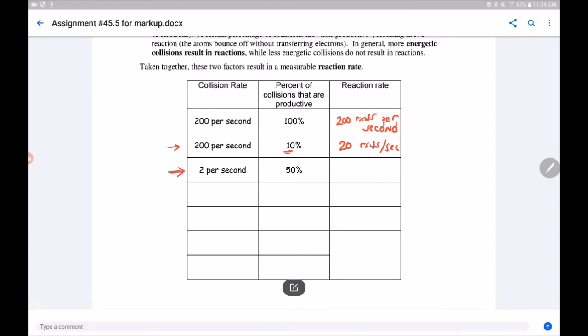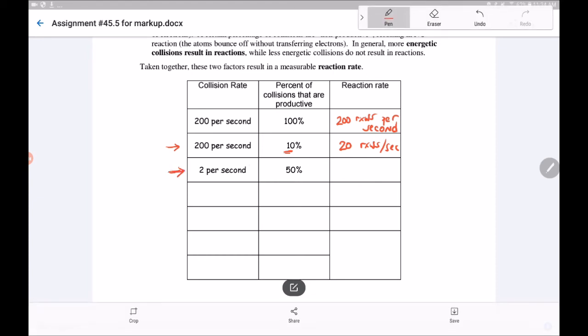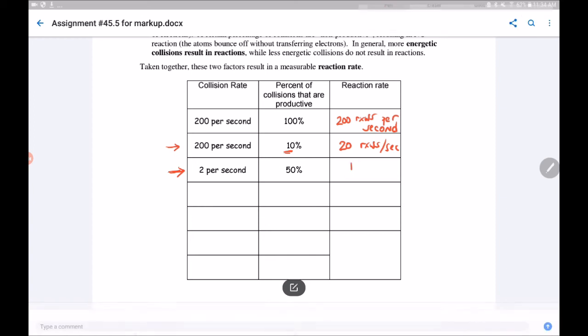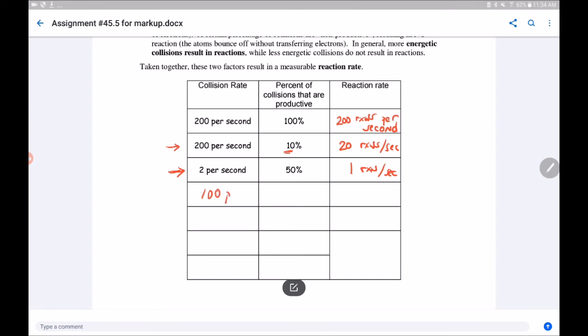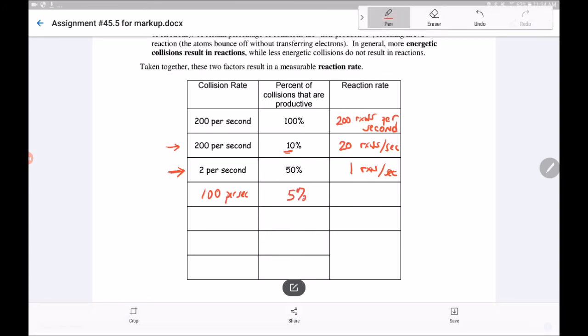This next one I'm hoping you can do on your own. If there were only 2 collisions per second, so now much slower. We have to kind of wait for them to collide. 50% were productive. You should know the number here. It'll be 1 reaction per second. Let's make up another number here, easy numbers. How about 100 per second? And a 5% productivity.